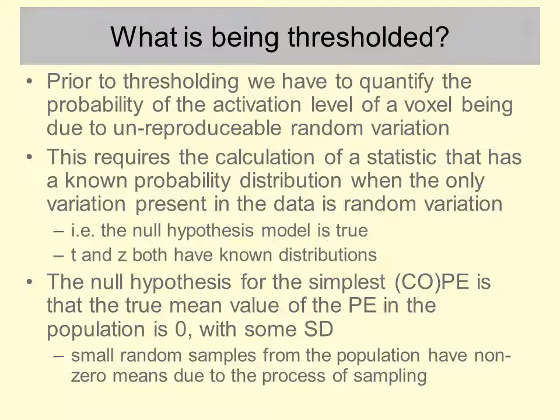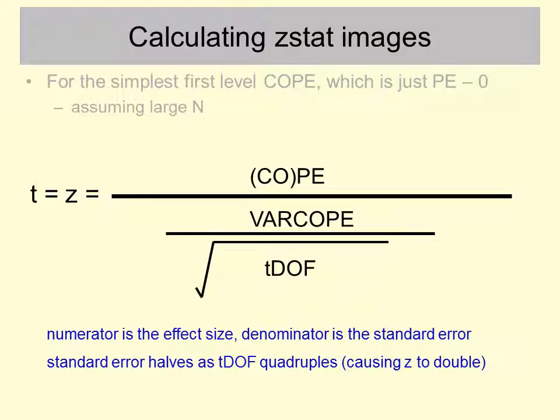Now, for small samples we expect them to have means that are different from zero due to the random sampling process and the fact that they're small samples. On this slide we'll take a look at how the actual Z statistic is formed, which we then apply the thresholds to.